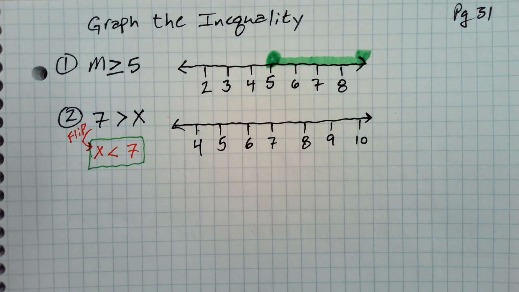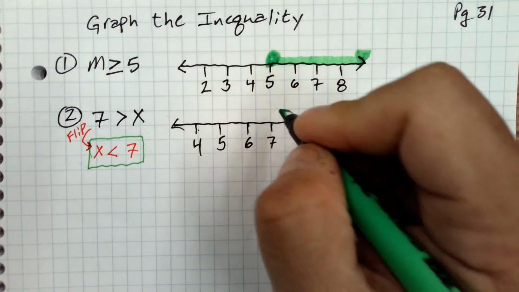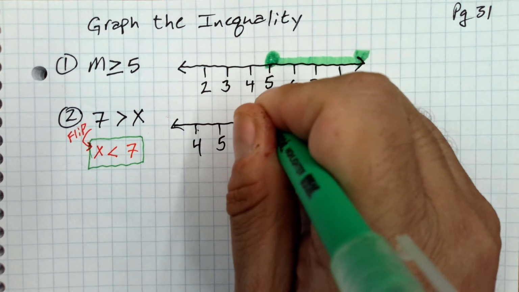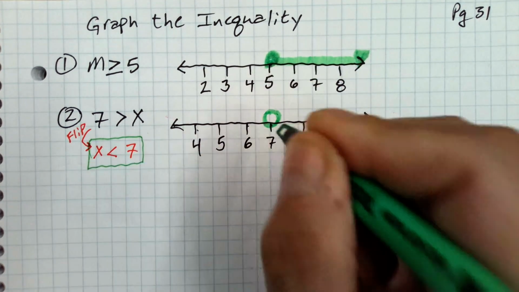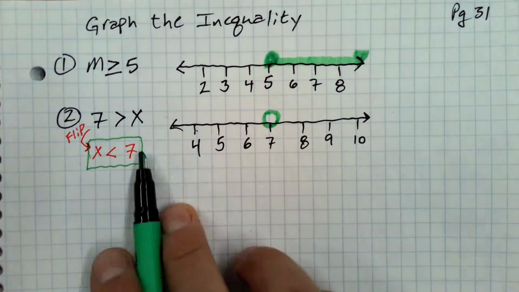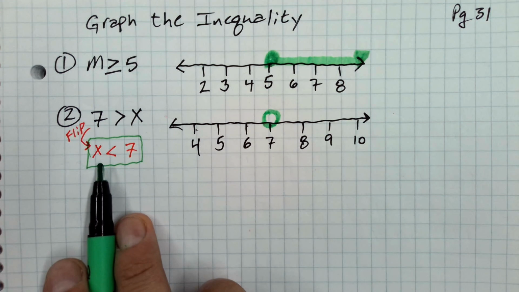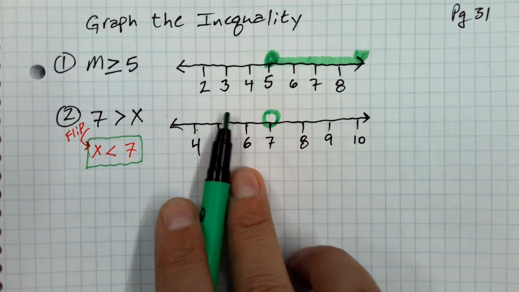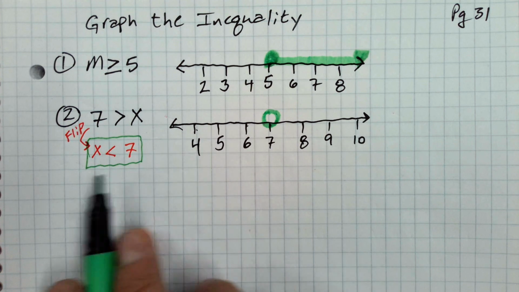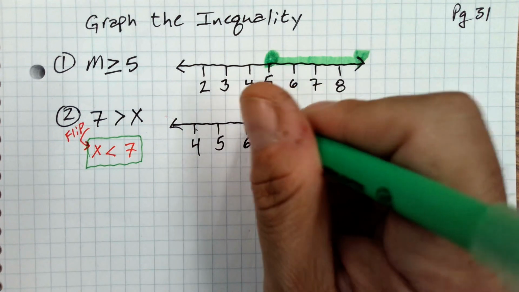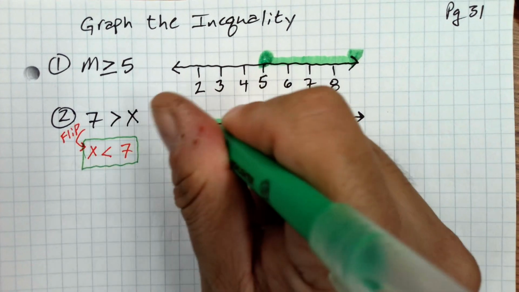This is good for graphing now, because it tells me a couple of things. First of all, at 7, open or closed? What do we got there? Open point. We do not have the equal to part, so it's open. Now, do I shade to the left or to the right? Look at this one. This one is pointing to which direction? The one on the bottom. You see how it's pointing this way? It's saying x is less than 7. Which numbers are less than 7?